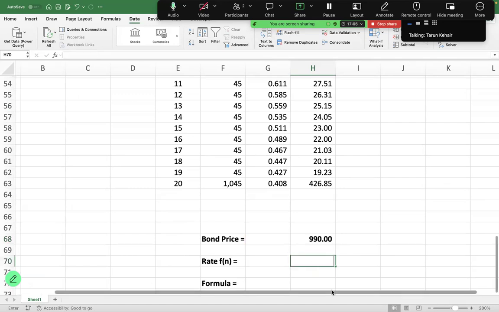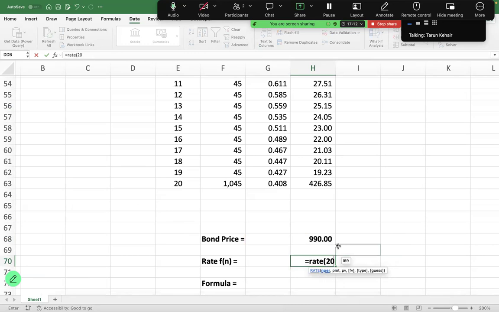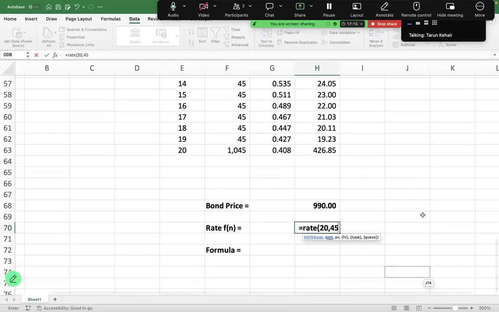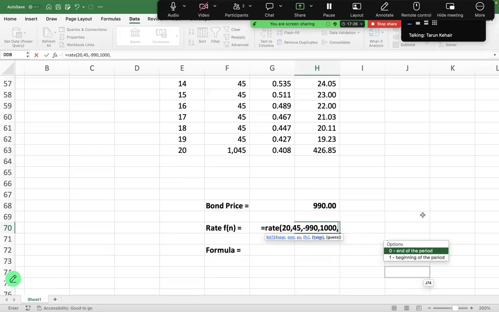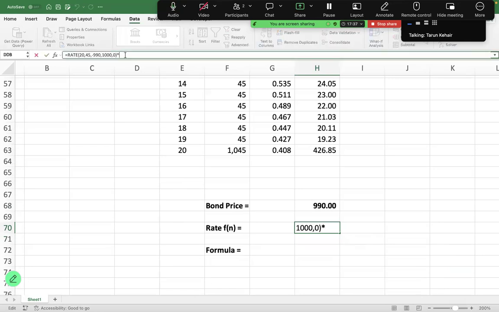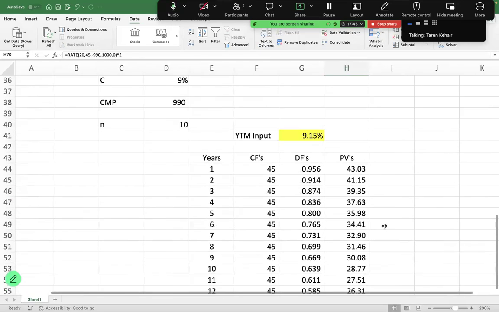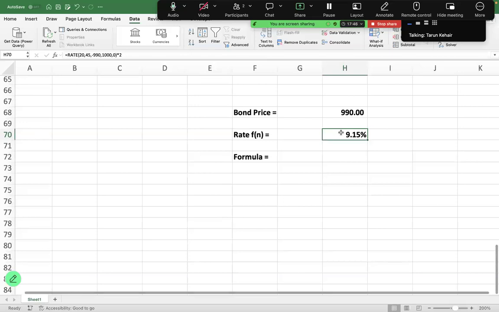Now, if I apply the rate function, equal to RATE, number of periods this time will be 20. And PMT this time will be 45. Present value is minus 990 because that's what you're paying. Future value is 1000 because that's what you're receiving. And you get 4.58%. Mind you, 4.58% is the semi-annual yield. So to annualize it, I will multiply it with 2. And I get the exact same result, 9.15%, which came here, the same came here also.